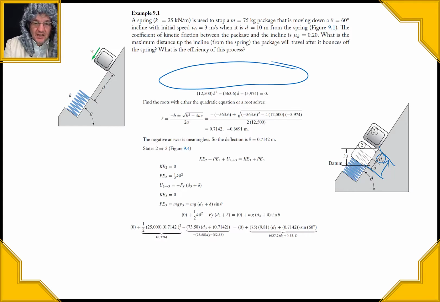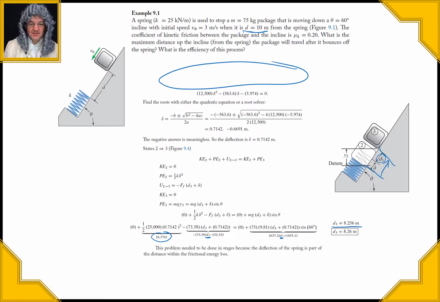And you could see the contribution of this kinetic energy, that spring potential energy, and there's the d3 that we're trying to find. We figure out that the distance up is going to be 8.256 meters. So it's a considerable distance, but it doesn't make it up to the 10 meter mark, right? So that's the answer.